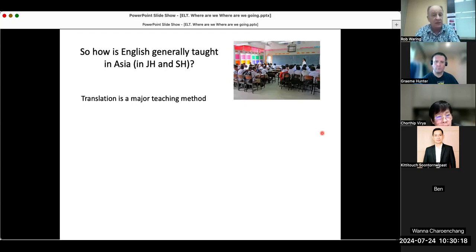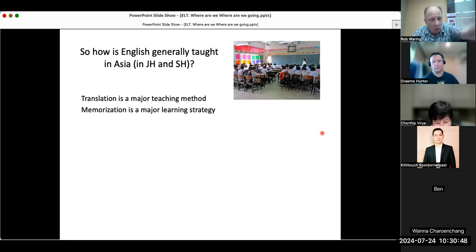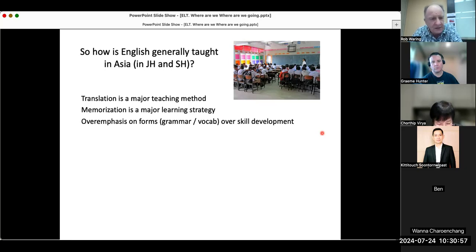Let's just say Asia, in junior high and senior high particularly. Well, one of the major teaching strategies is translation. Now, this might not be for you, but in your average classroom, 200 kilometers from here, you can almost guarantee that translation's happening quite a lot. You'd say the same thing in China, in parts of Taiwan, in Laos and Vietnam. Memorization is important. Teachers give students a list of words or a list of features to learn. Go away and learn them. There'll probably be a test tomorrow. And we don't often teach them how to actually learn effectively. That's a huge problem. There's a kind of overemphasis on form, particularly grammar and vocabulary.